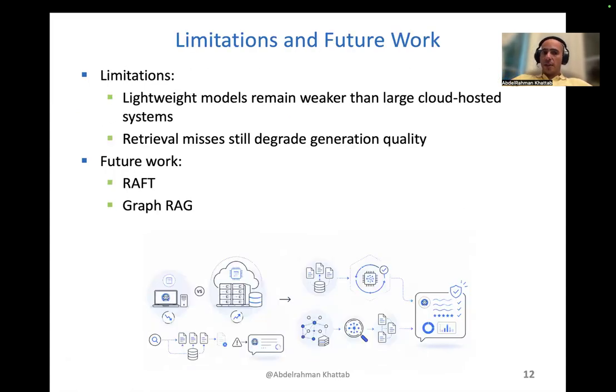Limitations, like I said: lightweight models remain weaker than large cloud-hosted systems, of course. Retrieval misses still degrade generation quality. For future work, I'm hoping to improve a bit. If I can work in a better environment, I can maybe go for RAFT as the next step, or GraphRAG, which is also very important to me, again, for my new job at Uni4.